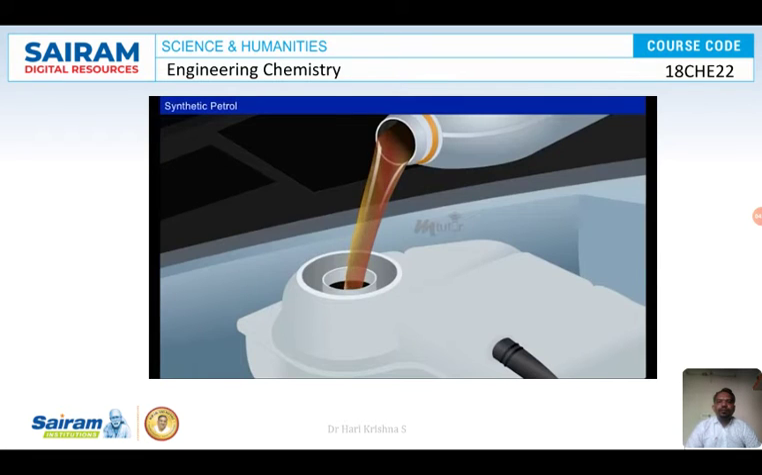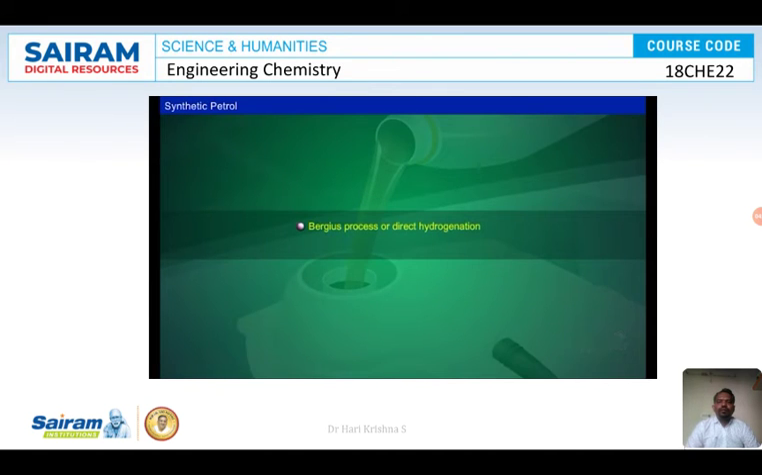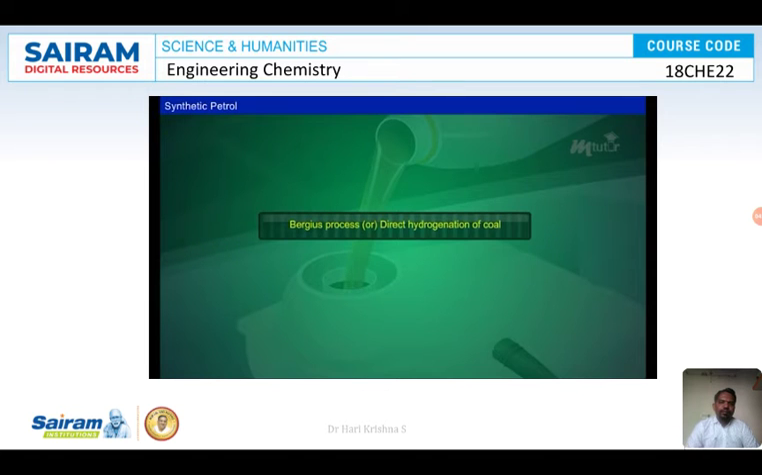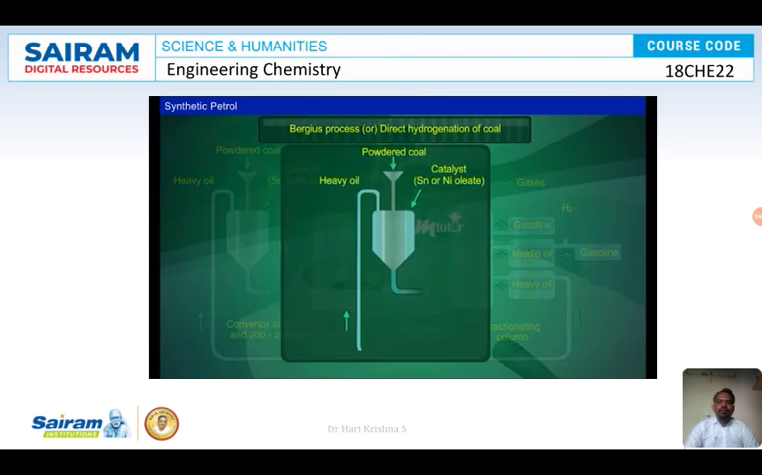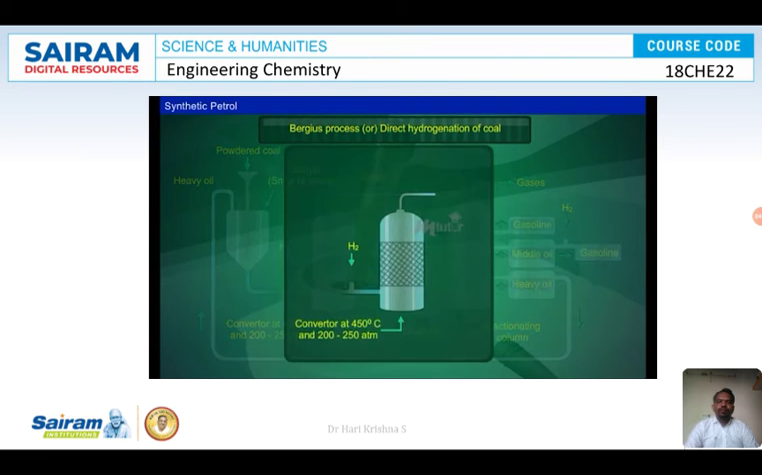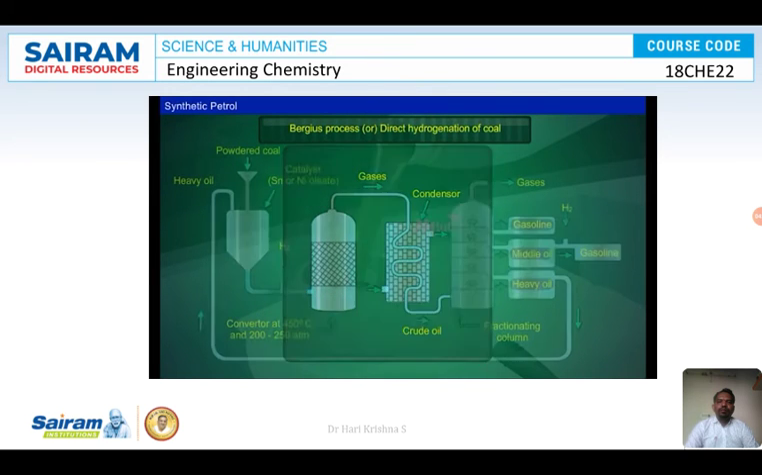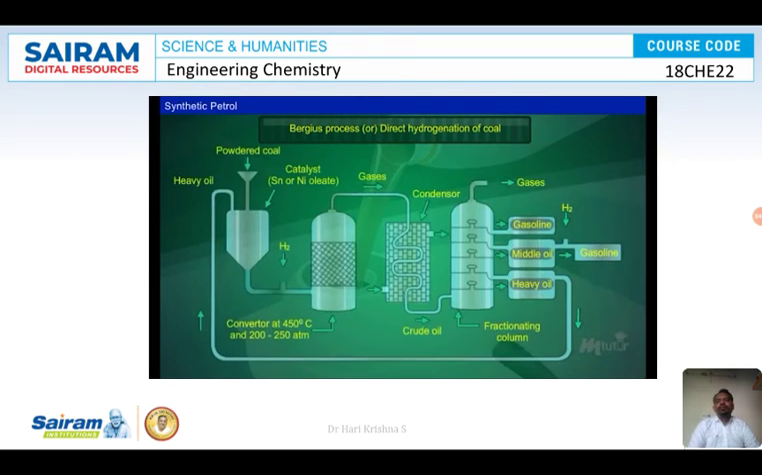Synthetic petrol is a mixture of alkanes with a composition resembling that of petrol. This is obtained artificially from coal. Let us discuss about two important methods for the preparation of synthetic petrol. They are Burgess process or direct hydrogenation and Fischer-Tropsch process or indirect hydrogenation. Burgess process or direct hydrogenation of coal. In this method, coal is used as the raw material. Coal is a mixture of high molecular complex organic compounds with a low percentage of hydrogen content.